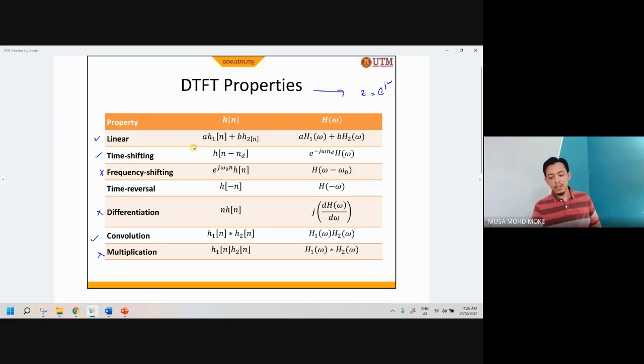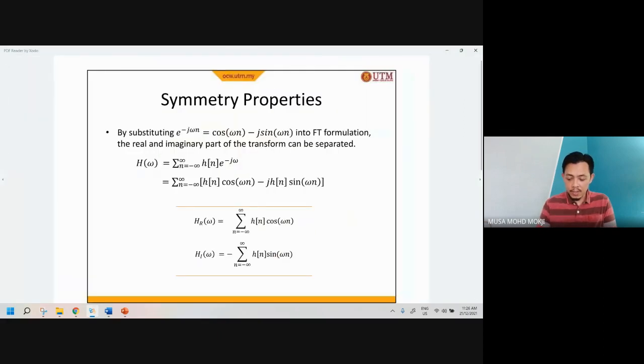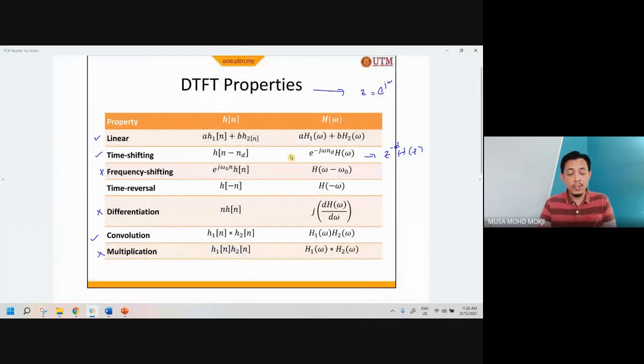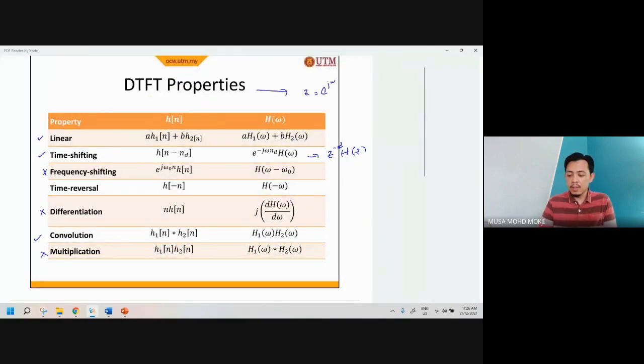So what is time shifting? Time shifting is when your system or signal is delayed. We can take the one which is not delayed and multiply it by e to the power of minus j omega nd. Previously we have seen this as z to the minus nd times H of z. This is the same, because we just change z equals e to the j omega. This one is quite similar to the previous one on the Z transform.